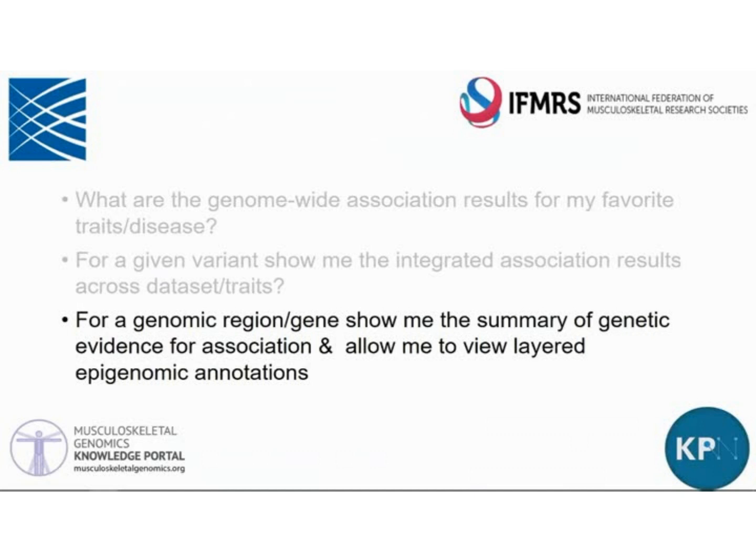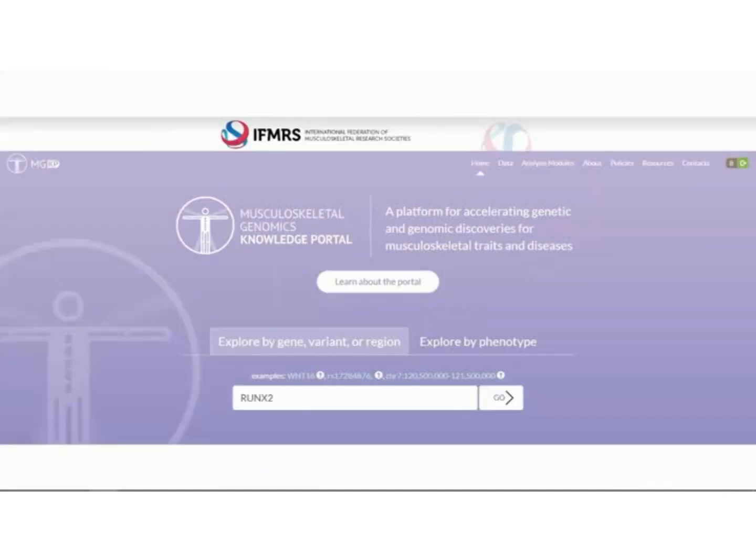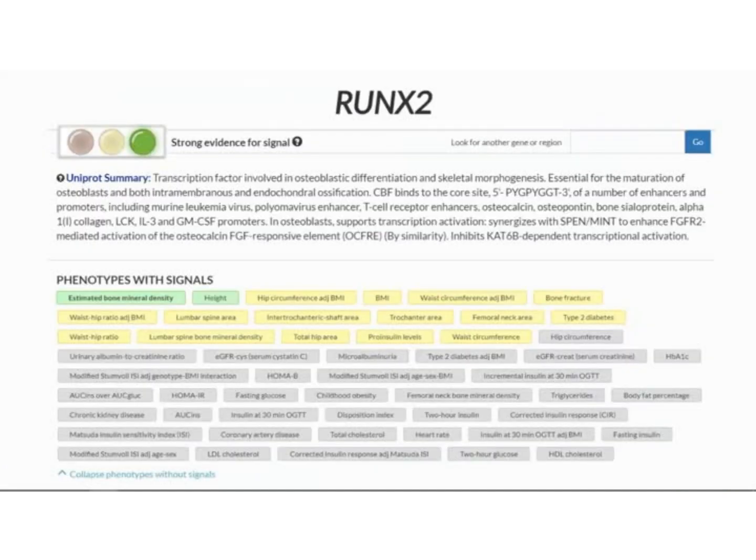And thirdly, I think this is my favorite way, what I use it most often for, is to search by a gene. So one of my favorite genes is RUNX2, and what will come up when you search for the gene is a description of it, but you'll also see those 3 dots in the upper left-hand corner. If the green is highlighted, that indicates a strong evidence for an association of that gene with a particular phenotype. So in the bottom half, you can see that estimated bone mineral density and height are green. So there's a strong association that there's some variant of RUNX2 associated with those phenotypes.